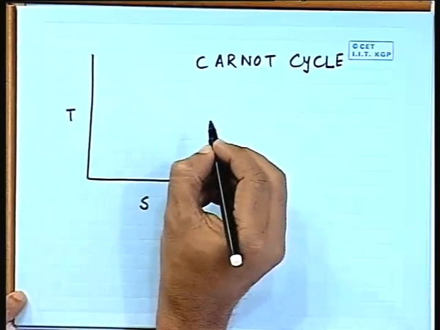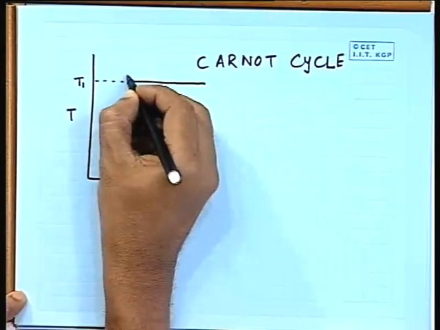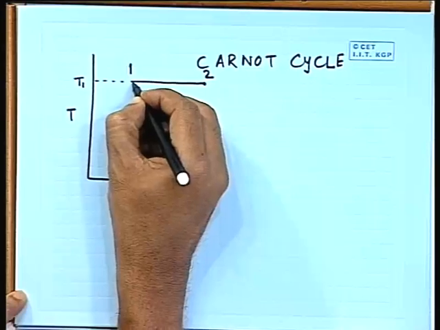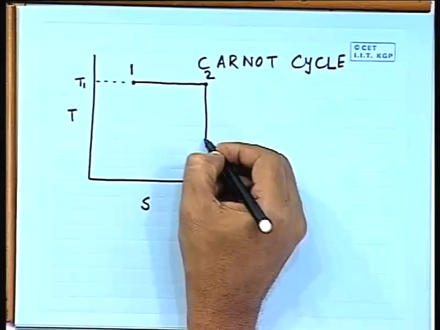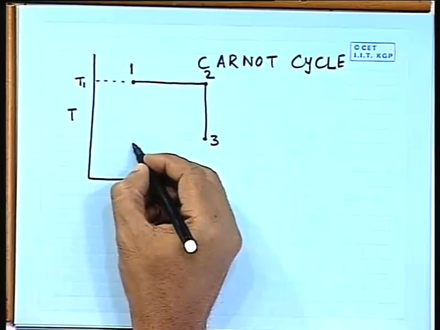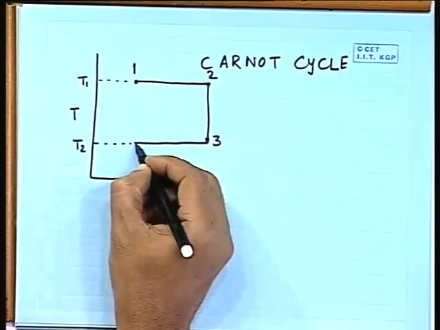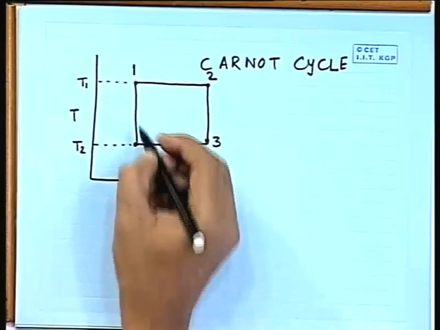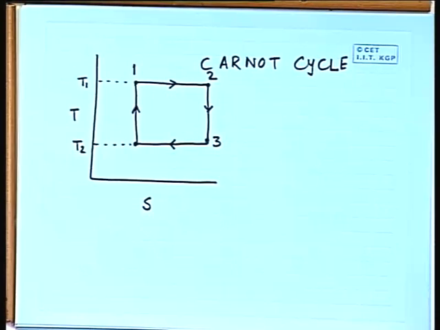So, we know that there are two isothermal processes, one at high temperature, let us say T1, 1, 2, then there is an adiabatic process, a reversible adiabatic process. So, reversible adiabatic process becomes an isentropic process. So, 3. Then there is one isothermal heat rejection process at temperature T2, and then there is one adiabatic compression process. So, this becomes the representation of Carnot cycle in Ts plane.